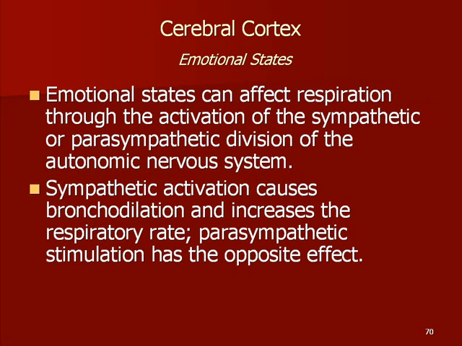If there's still some confusion, I would recommend you go to your textbook and look up these two systems, the sympathetic and parasympathetic nervous systems, part of the autonomic nervous system, and understand how they work. Sympathetic activation causes bronchodilation and increases the respiratory rate. The parasympathetic stimulation has the opposite effect. Again, when you think of sympathetic and parasympathetic divisions, think of the fight or flight response.